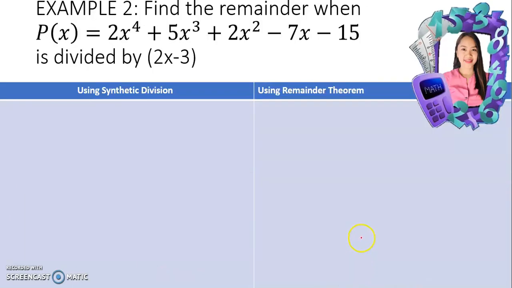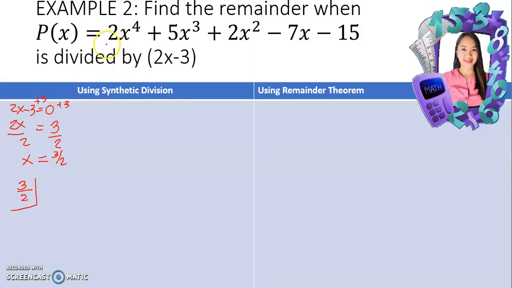Find the remainder when p of x equals 2x to the fourth plus 5x cubed plus 2x squared minus 7x minus 15 is divided by 2x minus 3. Now, the divisor is 2x minus 3. So, equate this first to 0. This will become 2x equals, so, add tayo ng 3, both side, para ma-eliminate. So, 3. Then, divide both side by 2, para x na lang yung matira sa left side. So, 3 halves. Now, ang ilalagay natin sa half box is 3 over 2 or 3 halves.